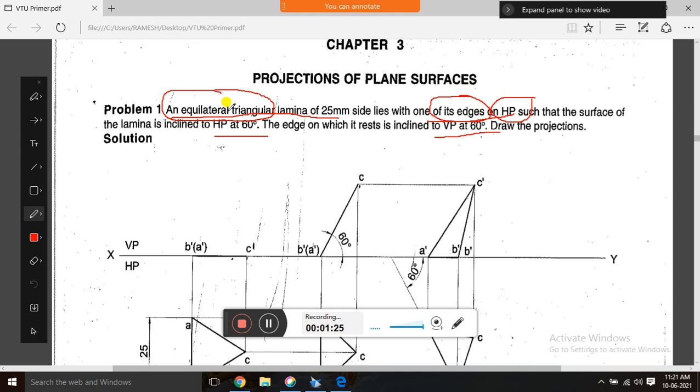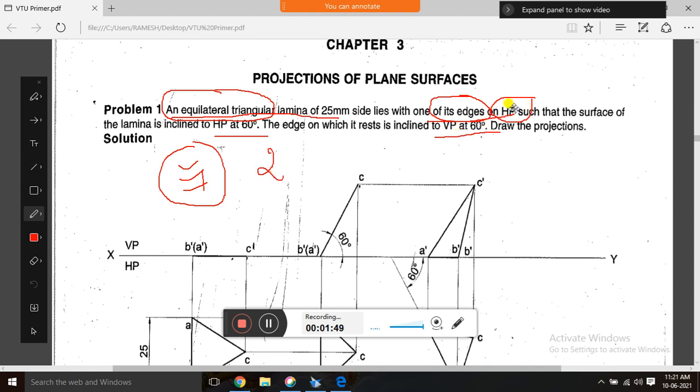So these three are with respect to the first position. These three are very important. First is the type of the plane, second is resting on HP or VP, third is edge condition or corner condition. So here it is an edge condition, resting on HP, equilateral triangle, so that we can easily draw the first position.